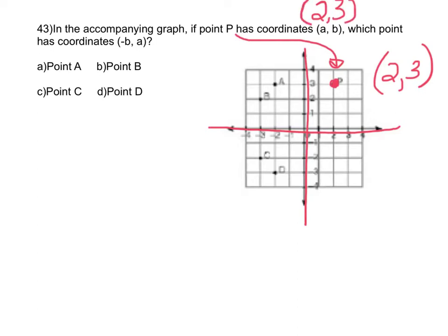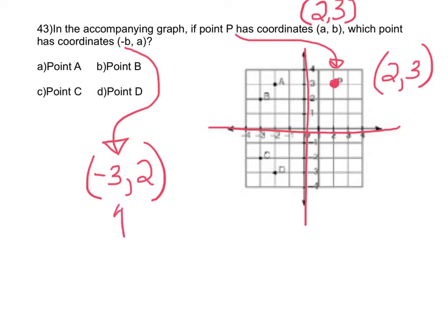So what they're asking you then is, if you take that and rewrite it here, my b up in point P was 3. So if I make that b a negative, and my a was 2, write that down like that. Now we need to find the point that has these coordinates, (negative 3, 2). Do that and circle the correct answer.